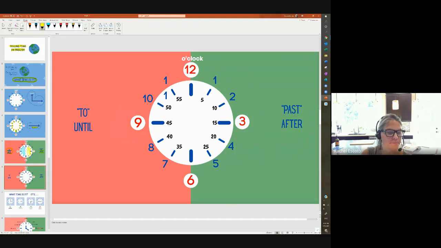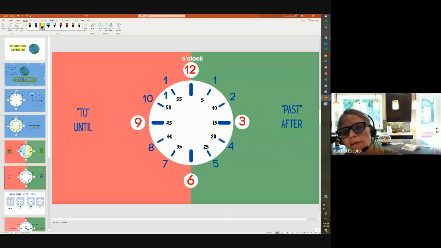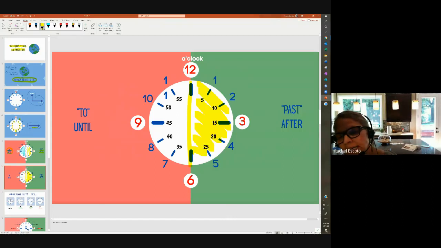So I want to look at this a little bit more. So this would be everything over here on this side. We would say 5 minutes after, 10 minutes after, 15 minutes after, 20 minutes after, 30 minutes after, or past. We could say 5 past, 10 past, 15 past, 20 past, 25 past. Okay. But once we got here, we said all of our past over there.